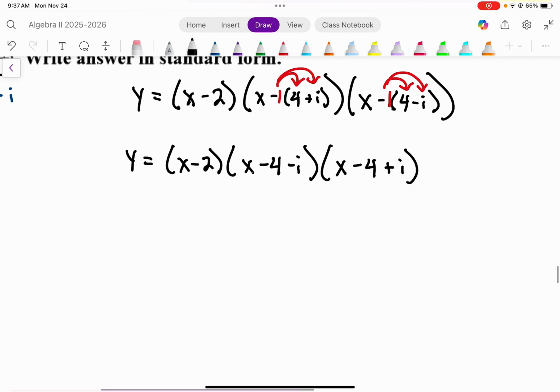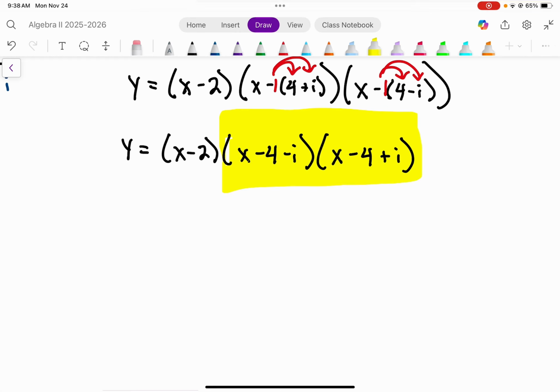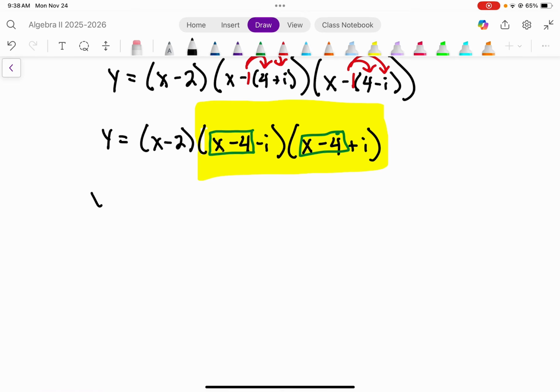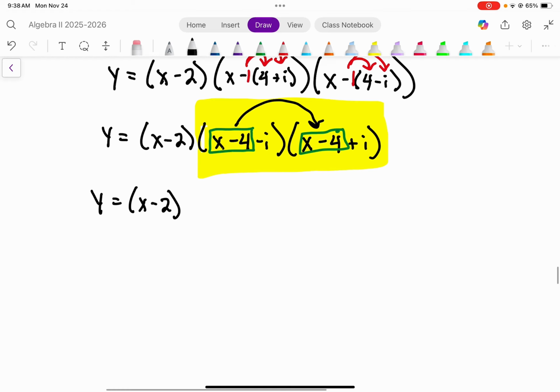Okay, so in the last one, I told you to multiply together the two parentheses that have a pair of imaginary solutions. We're going to do that again, but we're going to treat this x minus 4 as one part. And you'll see why after we FOIL this out. So if we look, we'll have x minus 4 times x minus 4. I'm going to put a bracket here. That will be x minus 4 in parentheses squared.